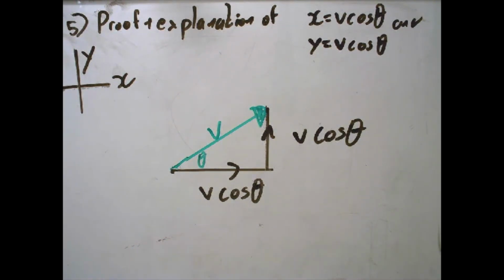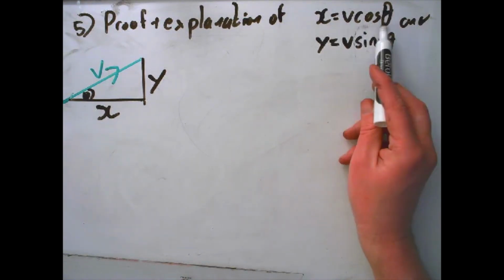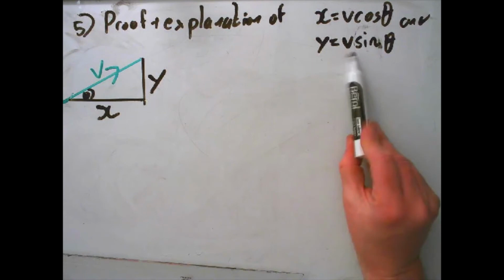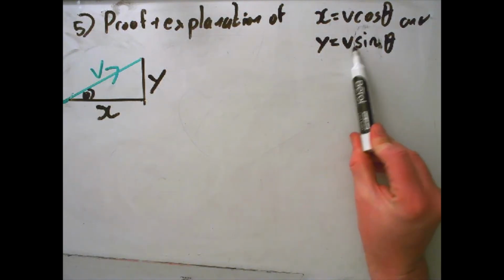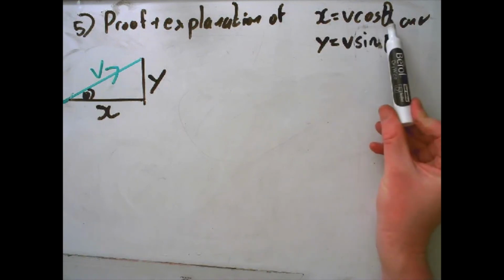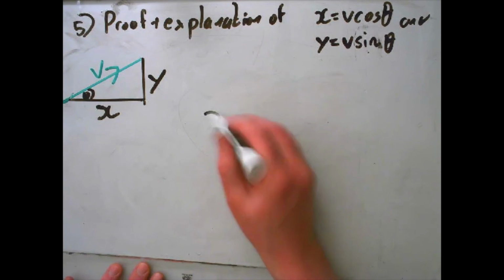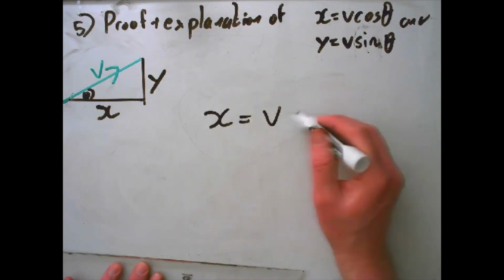Okay, so here we go. We're going to start off by trying to prove why x is equal to v times cosine theta. And by the way, if you're wondering, did something weird just happen up the top corner, and this changed, it did. I'd inadvertently written cosine theta for y, which is wrong. So it's x is v times cosine theta, y is v times sine theta. So let's prove this first one first: x is equal to v times cosine theta.